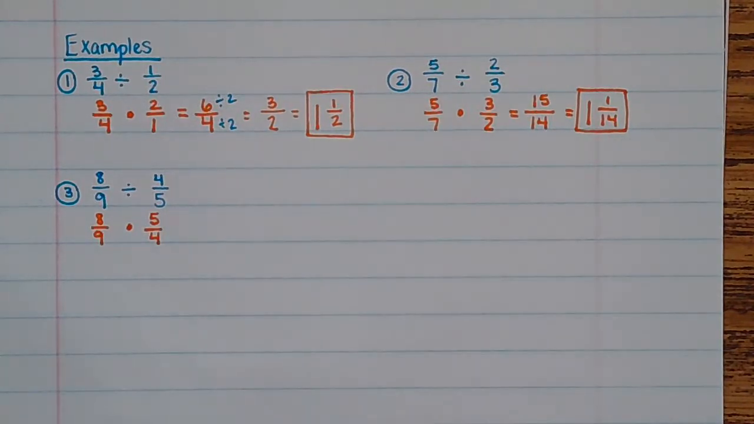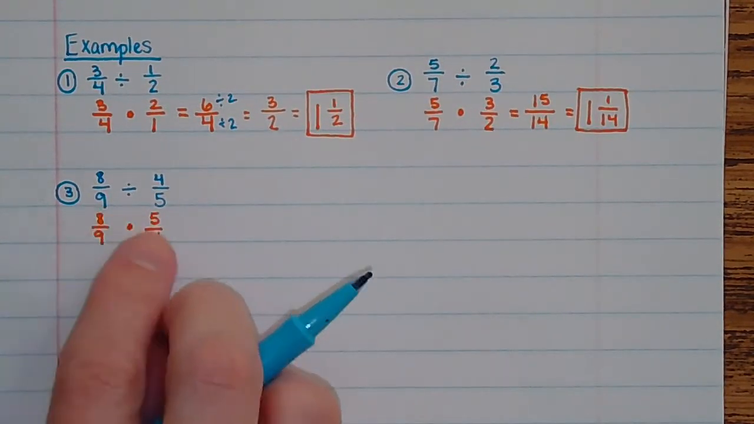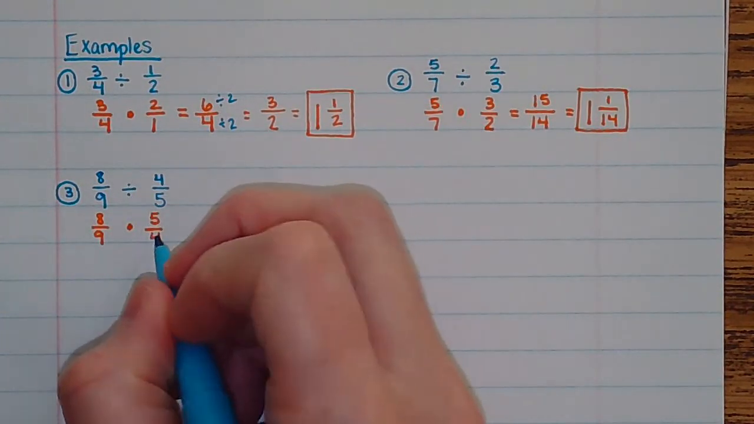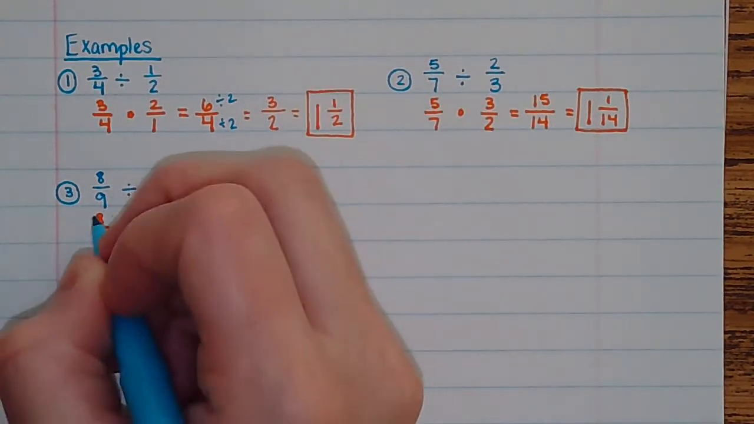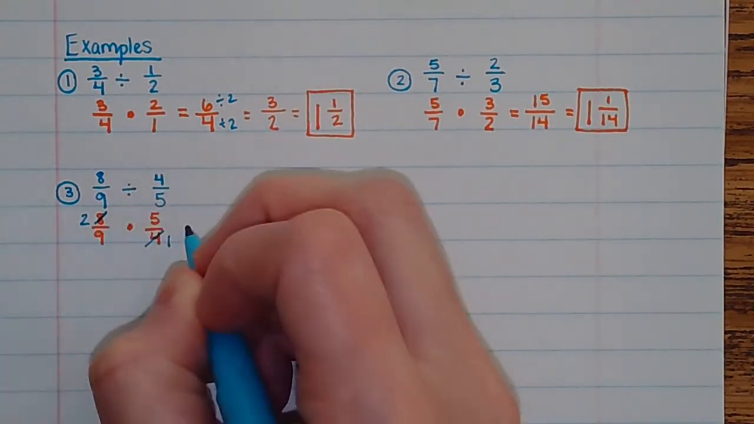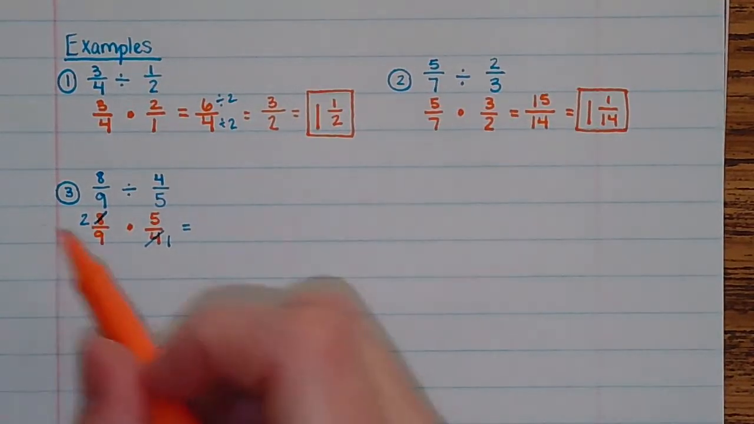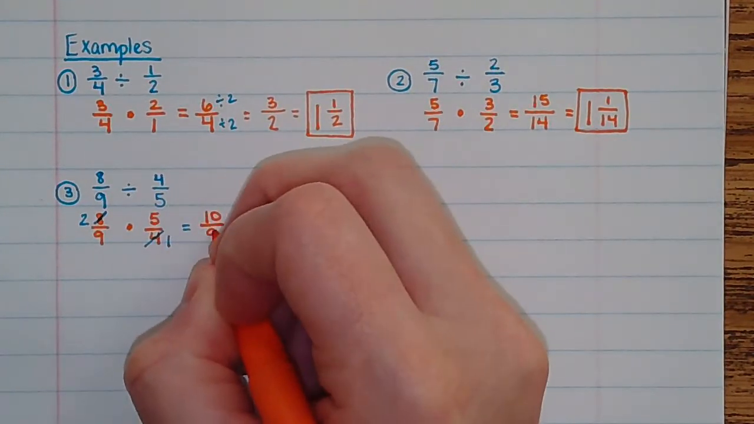Okay? You know, just to give you some more practice with cross canceling, I am going to cross cancel this one. All right. 5 and 9 don't share anything, but 8 and 4 do. 8 and 4, they both share 4. So if I do 4 divided by 4, that gives me 1. If I do 8 divided by 4, that gives me 2. Okay? So now I'm doing 2 times 5 is 10. 9 times 1 is 9.